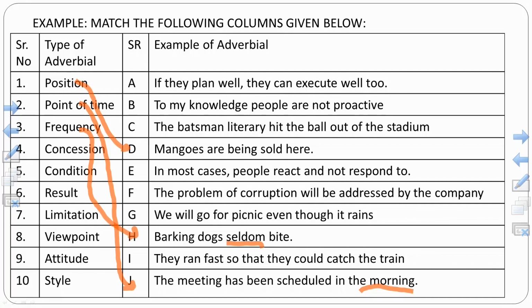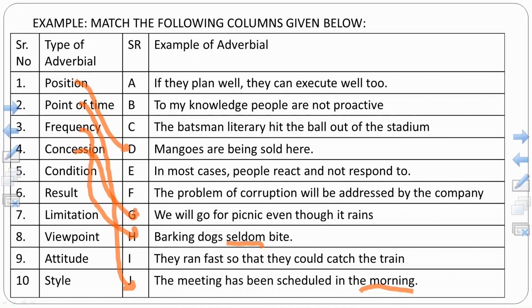Now let's look at the fourth one, which describes concession. So in the fourth, the answer will be concession. It means a situation is given, no matter whatever happens, this will be done, at least the minimum thing. Just like here, G will be the answer. We will go for a picnic even though it rains. So no matter whether it rains or not, they will go for the picnic.